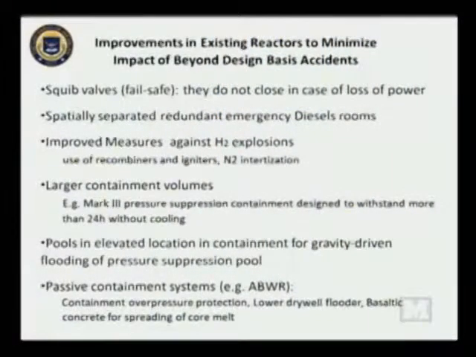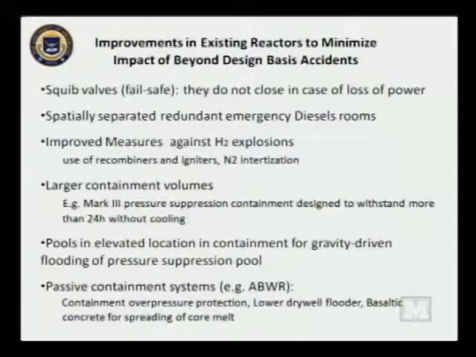Then another important feature is that as the evolution of the design went on, larger and larger containment volumes have been used. We have to say that most of the Fukushima units use a so-called Mark I containment, which is really the generation 1 of the containment designed by GE, which is pretty small, and therefore it has lower thermal capacity with respect to the newer generation containments. For example, if you take the Mark III containment, the pressure suppression pool can withstand more than 24 hours without cooling. This was not the case at Fukushima 1.